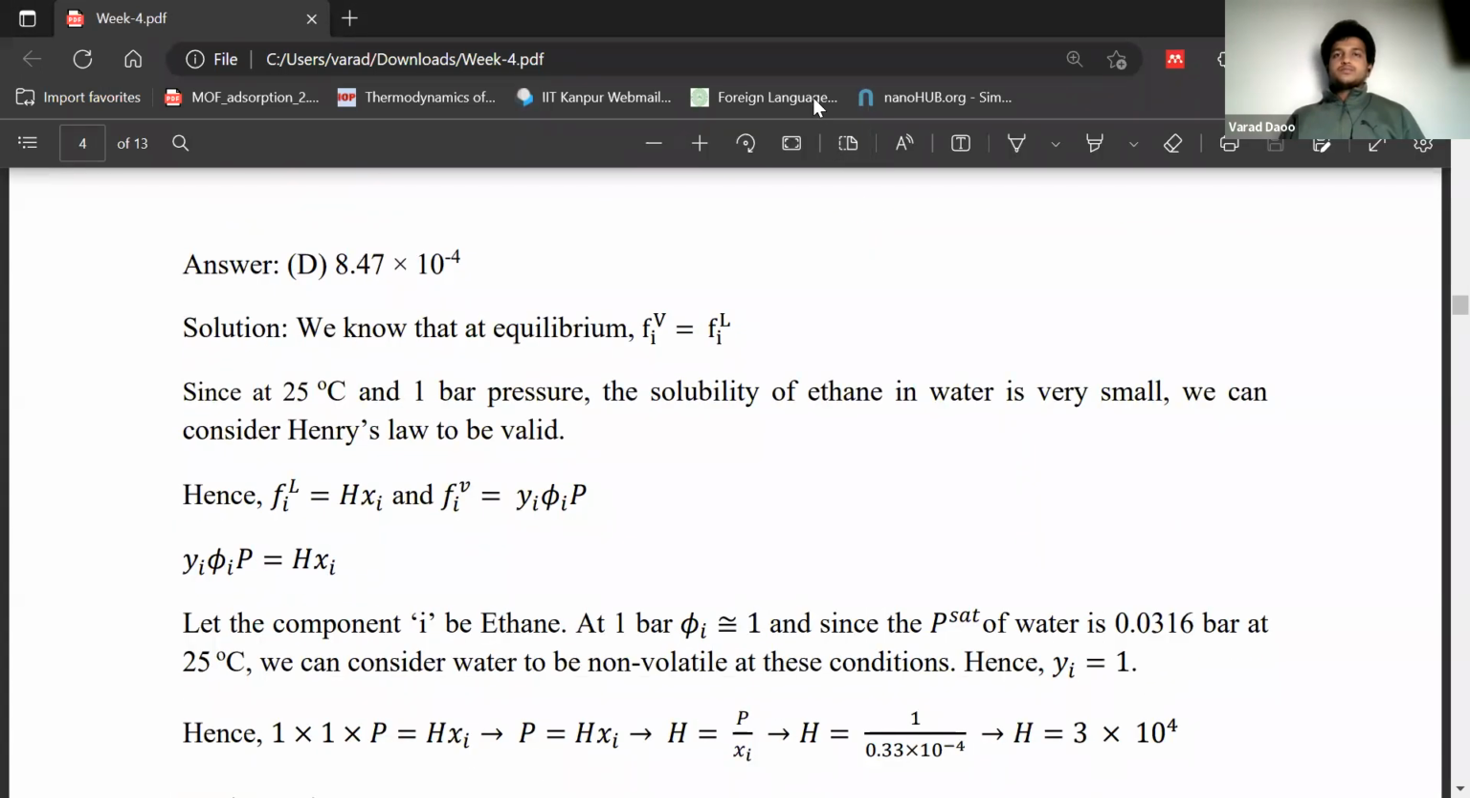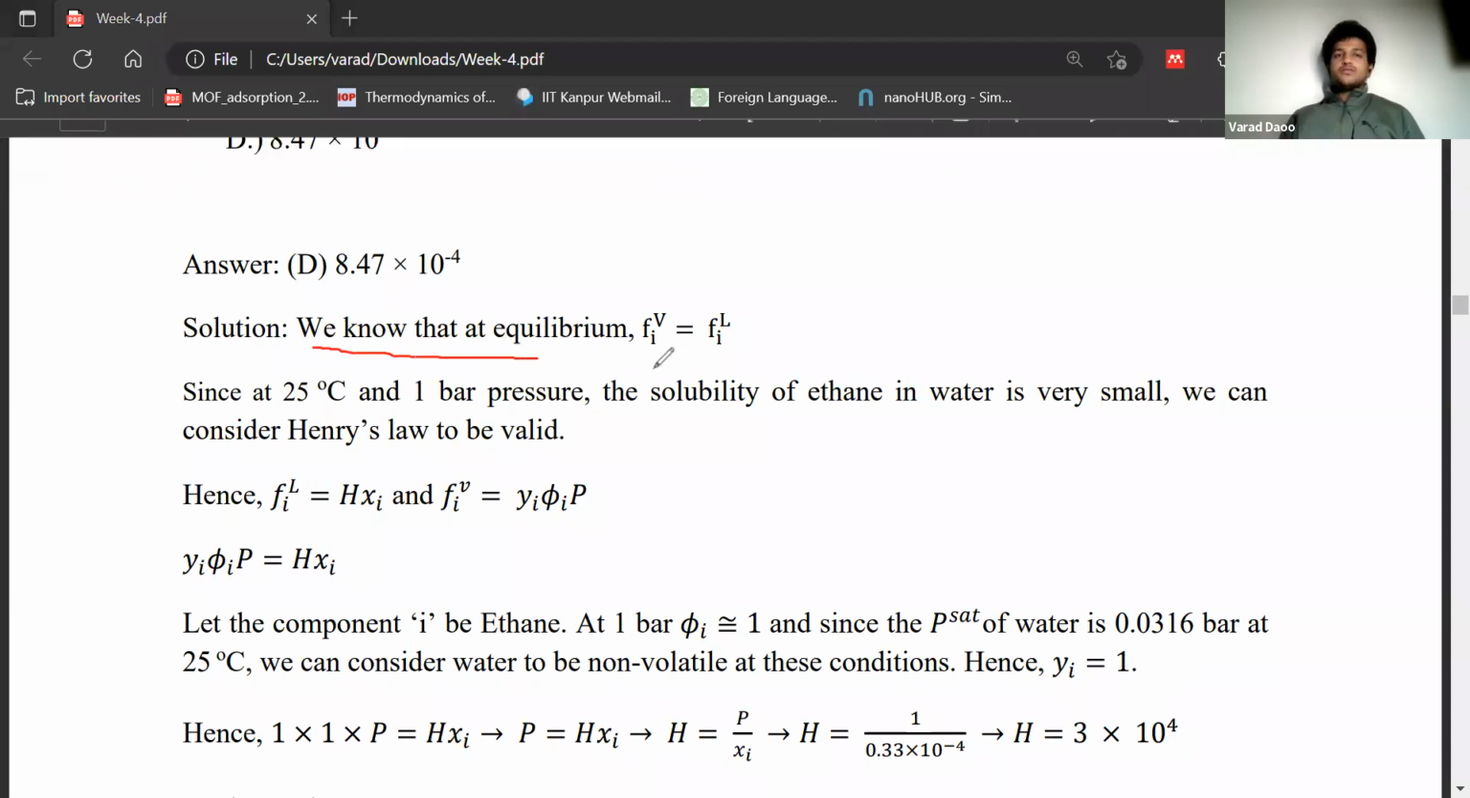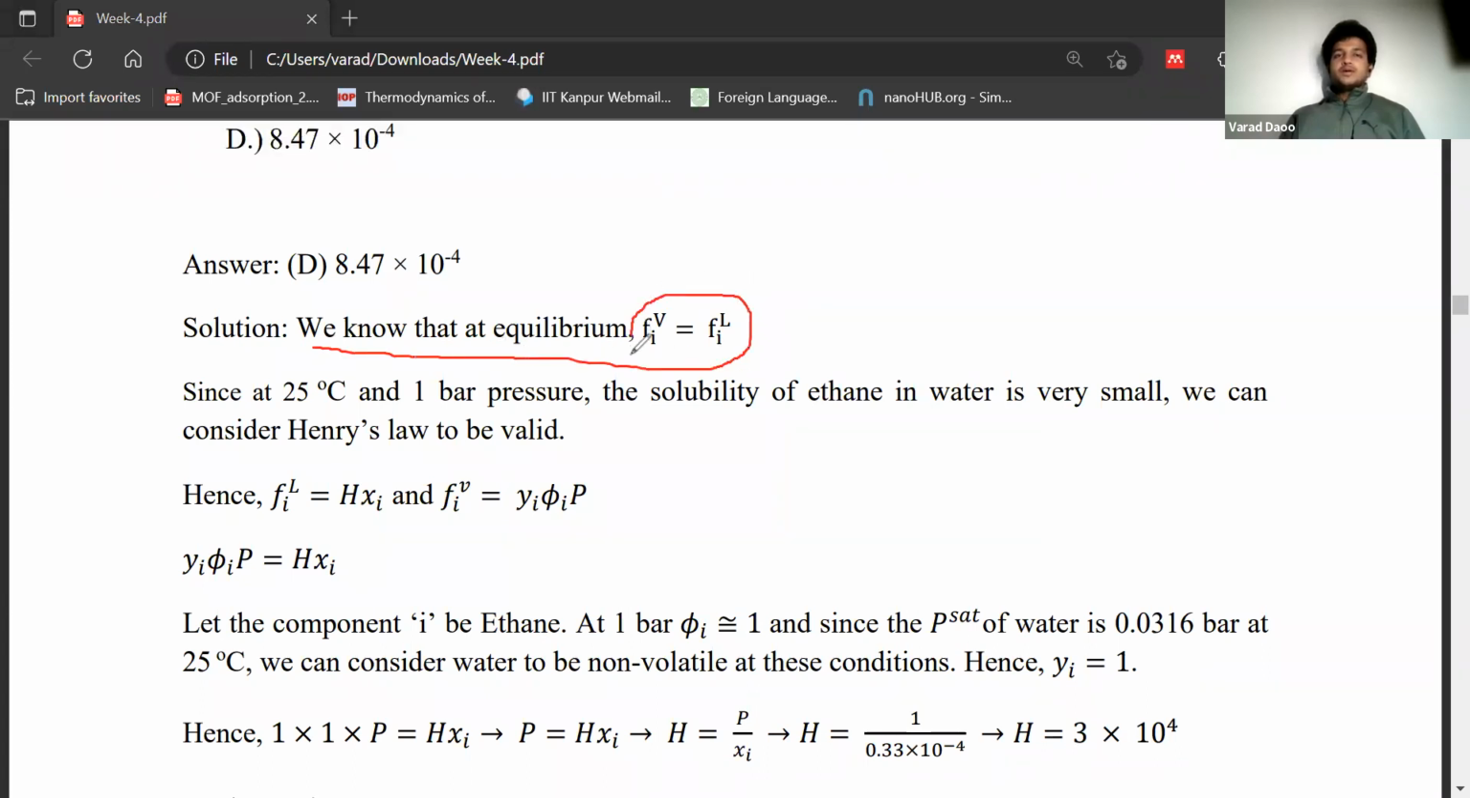We know that for two phases to be in equilibrium, the fugacity of all the components in both the phases has to be equal. So the fugacity of the ith component in the vapor phase has to be equal to the fugacity of the ith component in the liquid phase. The initial partial pressure was 1 bar. Since at 25 degrees and 1 bar the solubility of ethane is very small, we consider Henry's law to be valid.